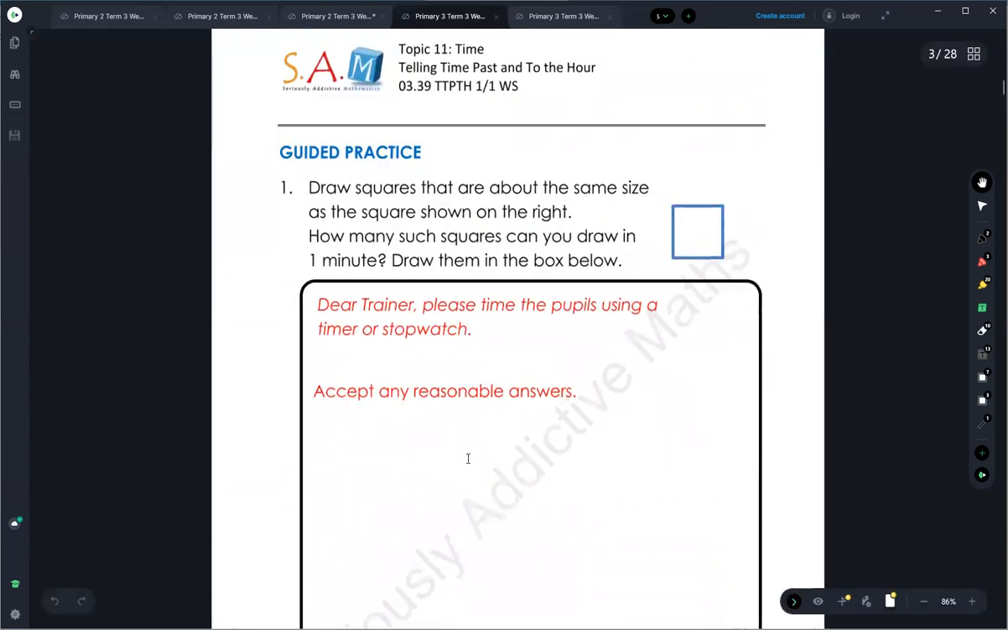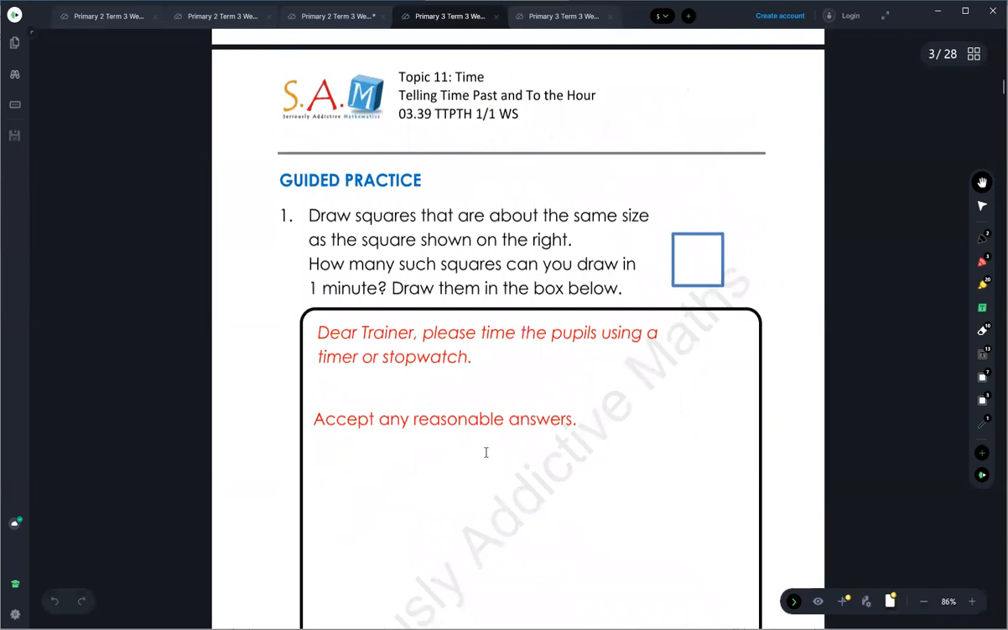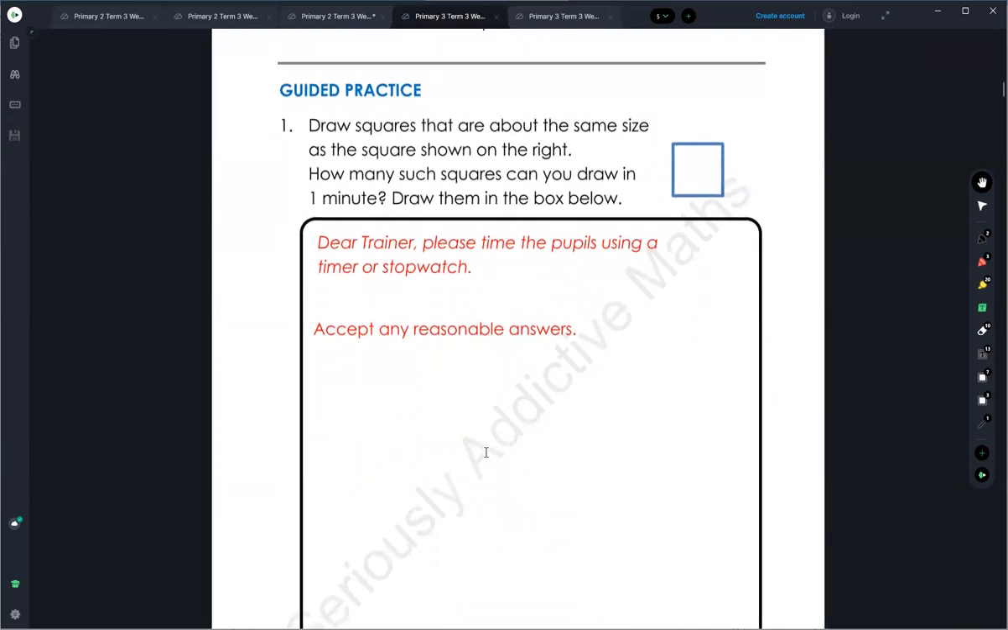And then do the guided practice with them. This is actually just to give them a sense of time. So have some fun. No need to take it too seriously. Time yourself, or rather time the students. Do a 1 minute count, and then see how many squares they can circle.